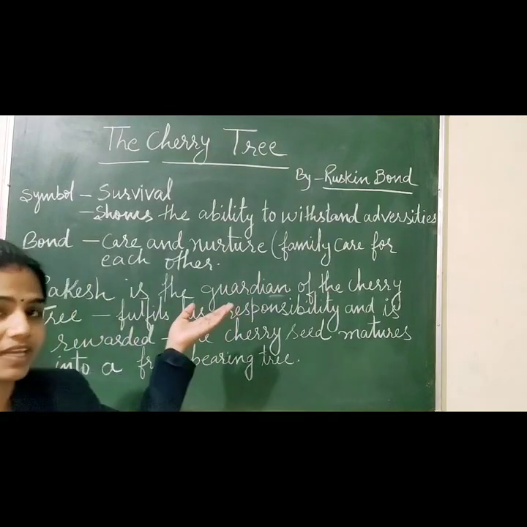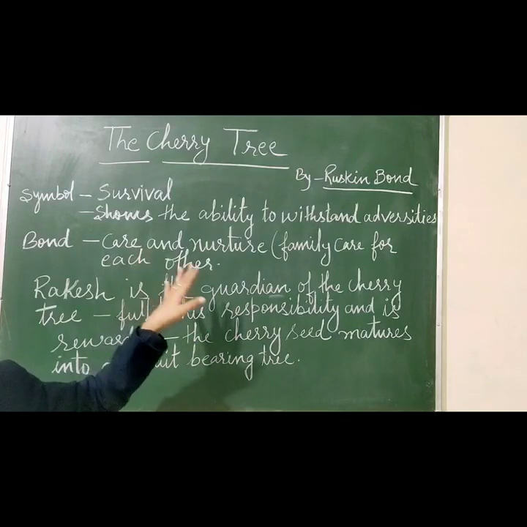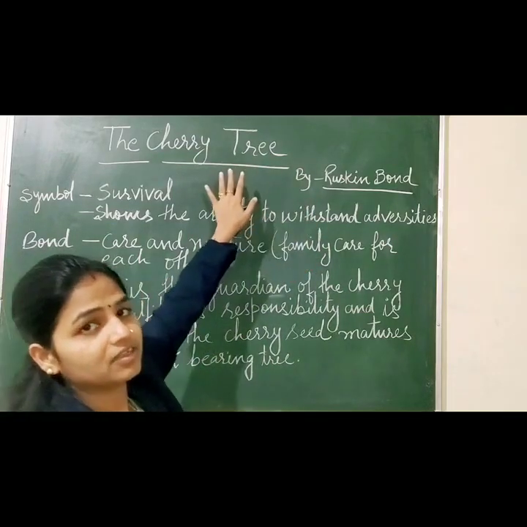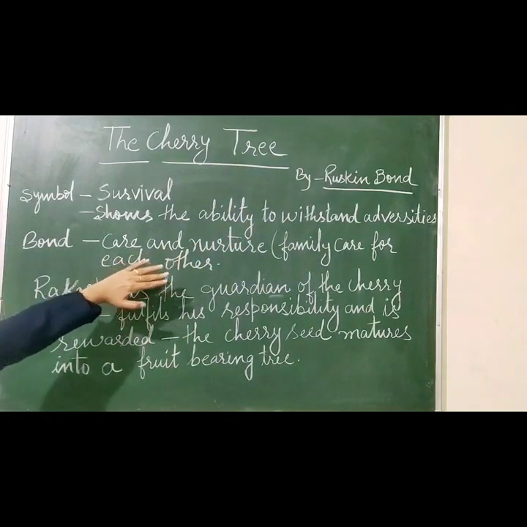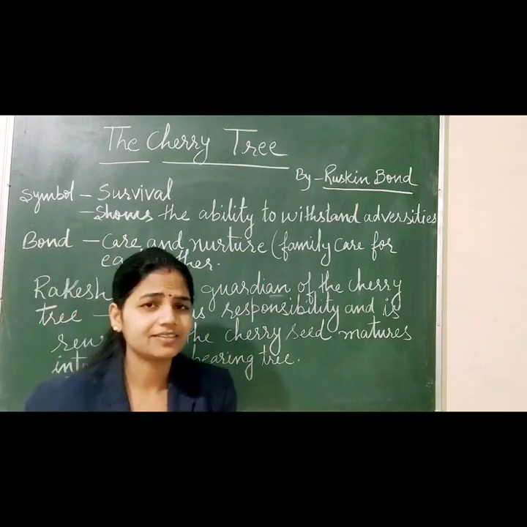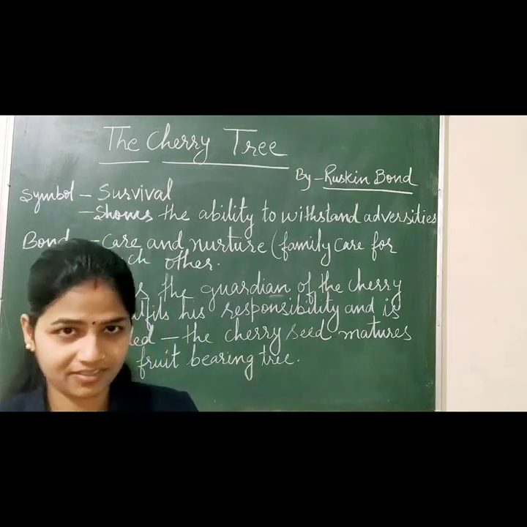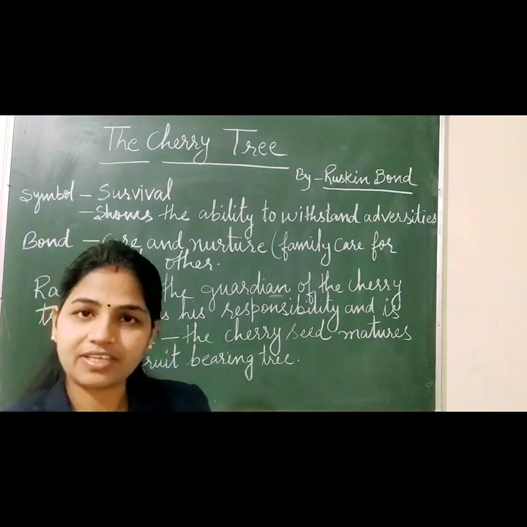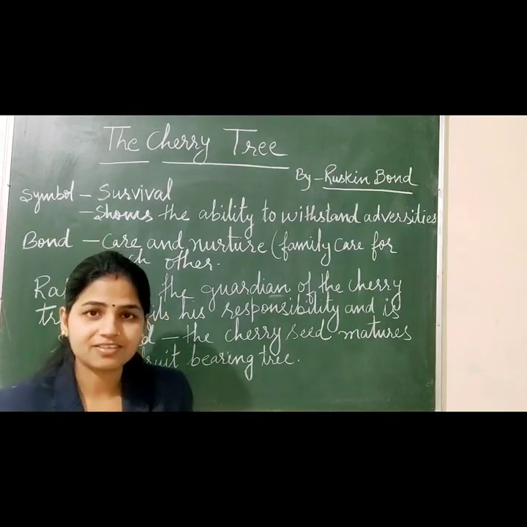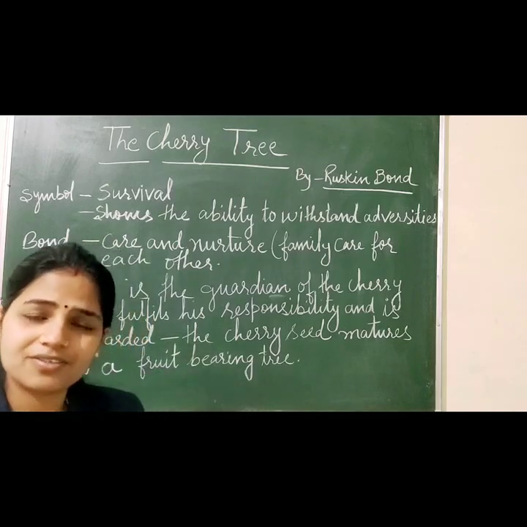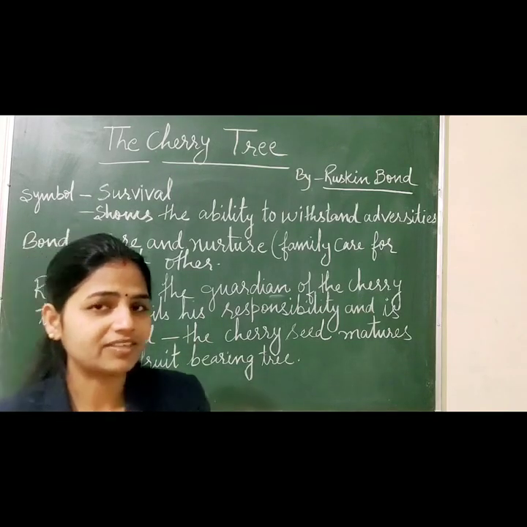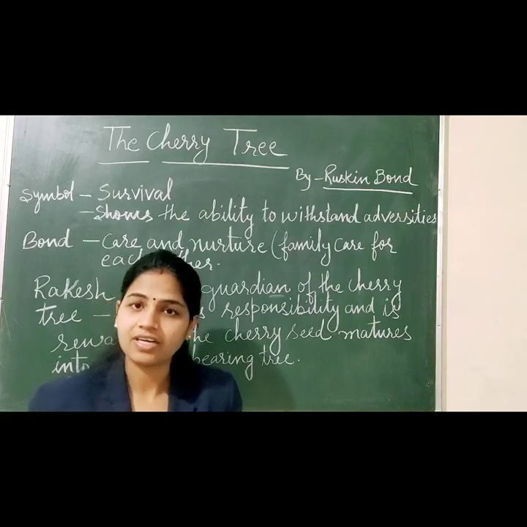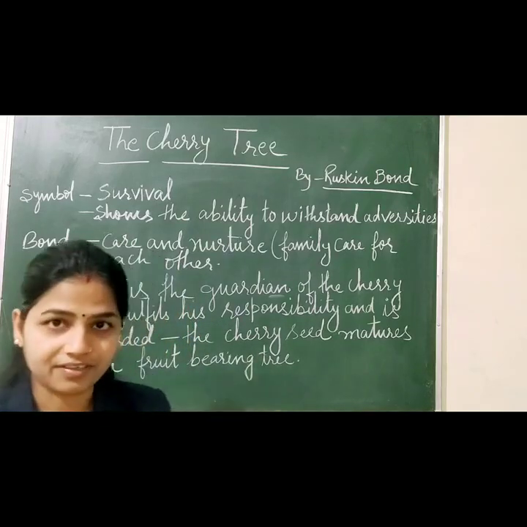Nature is being reflected here. This is the kind of bond Ruskin Bond has with the cherry tree, just like a family's care. Just like in a family we care for each other during difficult situations, or just as father and mother care for us because we are still small babies in front of them. Till we have the ability to stand on our own in life, till that time our parents care for us.